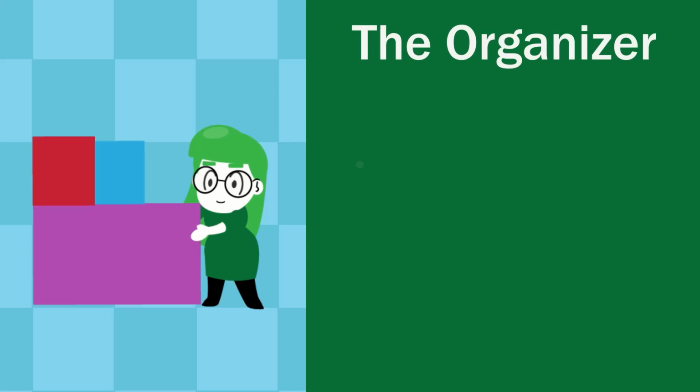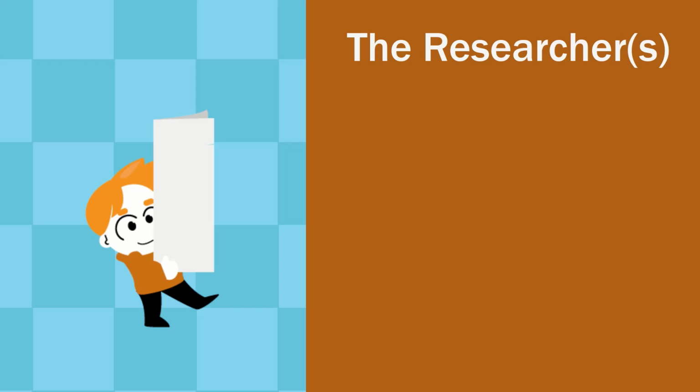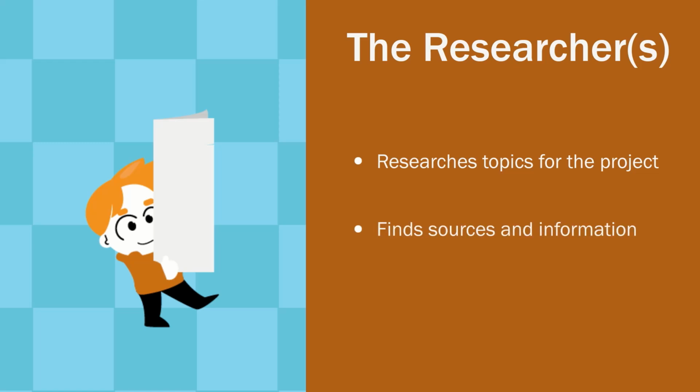The organizer. This person keeps the project on track. They schedule the group meetings, and they try to make sure meetings follow an agenda so that you can talk about everything you need to discuss. They also take notes at meetings to send to everyone afterwards. The researcher. These people research topics for the project and present this information to the group. They find sources and information that is used to write the assignment.